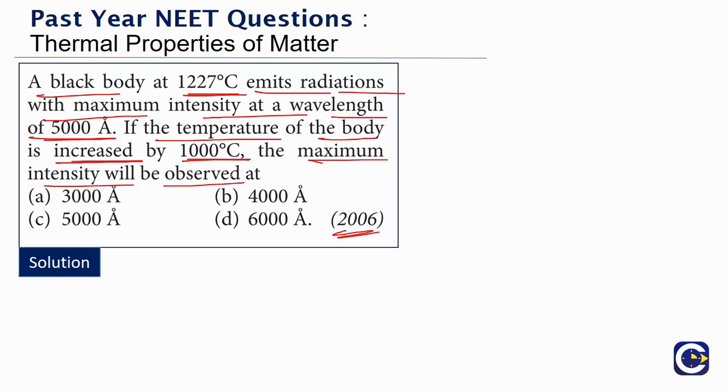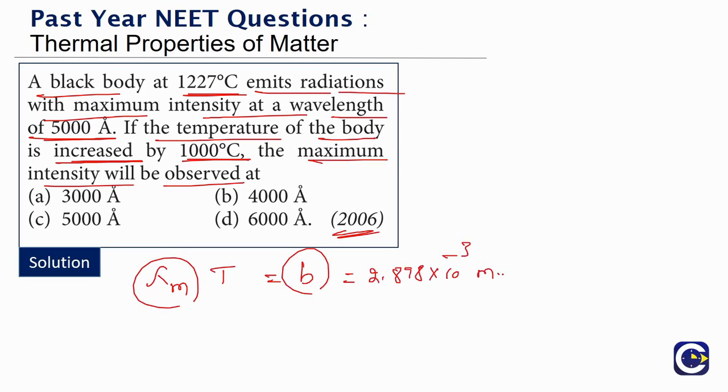So what is Wien's displacement law? It gives us the relation between the wavelength corresponding to the maximum intensity of the energy emitted and the temperature of the black body. Lambda m into T is a constant, which we call Wien's constant. What is the value of it? 2.898 into 10 power minus 3.